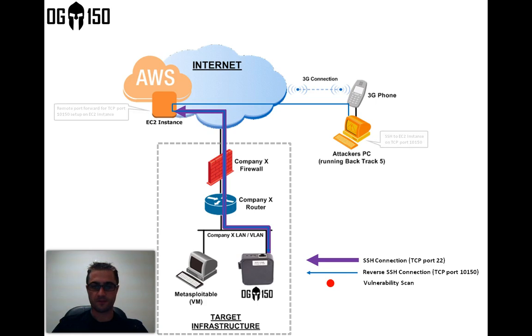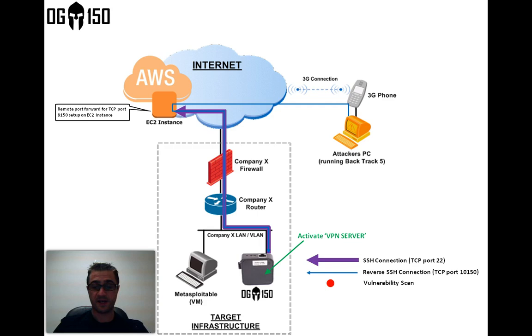Okay, so what do we do? We set up another remote port forward function for TCP port 8150 in this case. So it's a second port forward. Same principle as before. Anyone who tries to connect on TCP port 8150 will get tunneled inside that initial SSH connection.